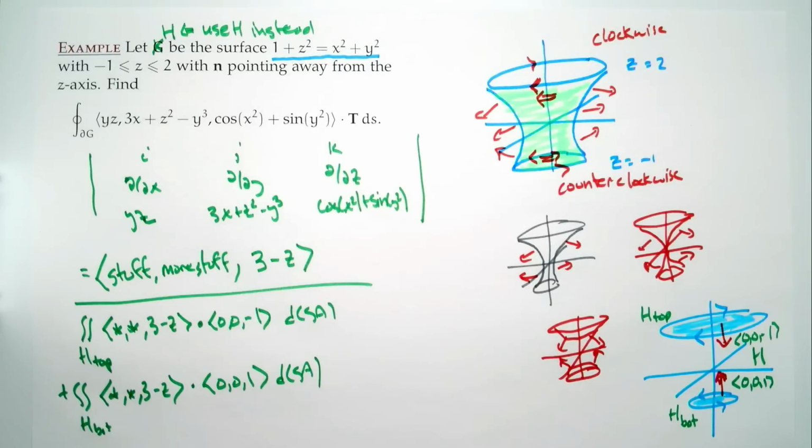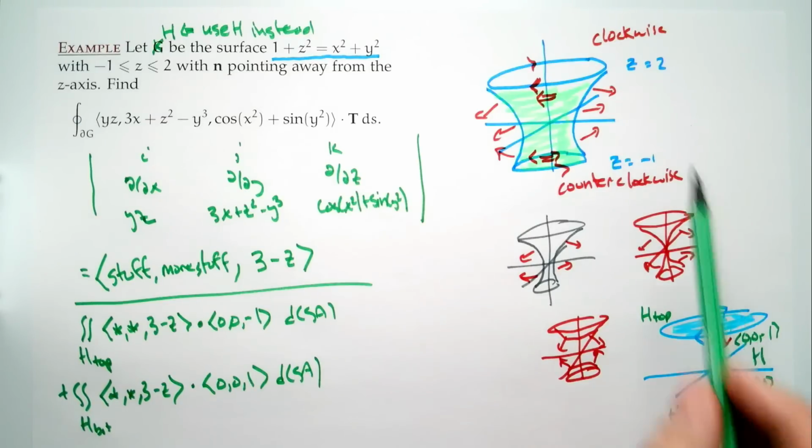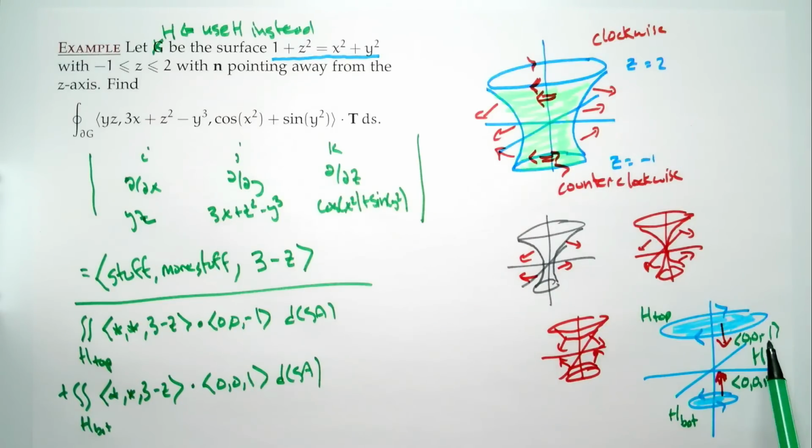It's to our advantage. Let's talk about what happens on the top. Now at the top, that's at z equals 2. You'll notice it's always z equals 2 on the top. So I can replace 3 minus z by 5, because z is always 2 on this surface. I have a fixed height. On the bottom, I also have a fixed height. That's at z equals negative 1. So 3 minus z becomes 4.